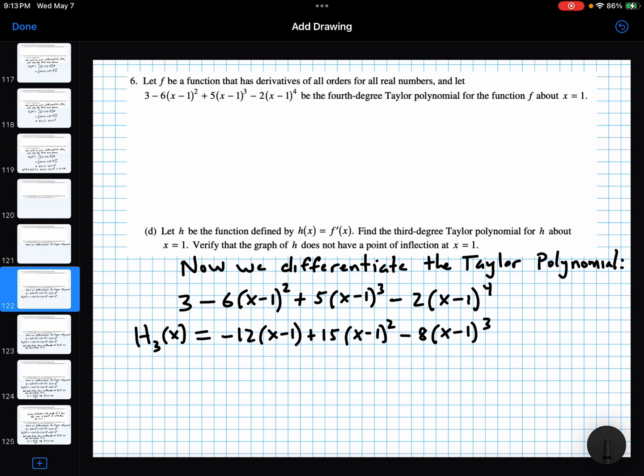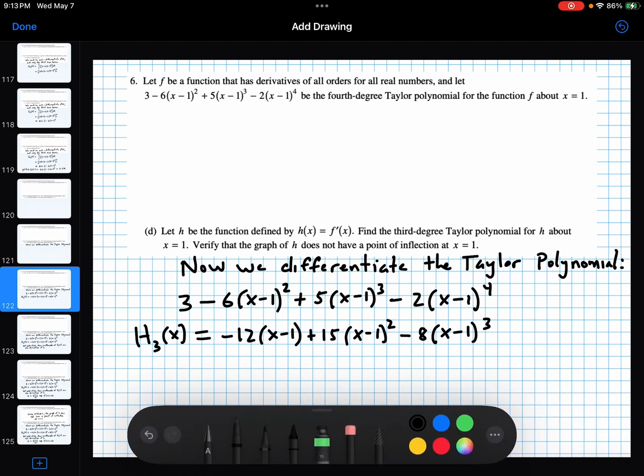So if I differentiate each of my terms here, we'll go one at a time. This is going to become this. Sorry, my highlighting is a little off here. This second term, when I differentiate, will become this. And finally, the third term there will become that. All right. Now, I have that third degree Taylor polynomial from the derivative. That's fairly easy to do.